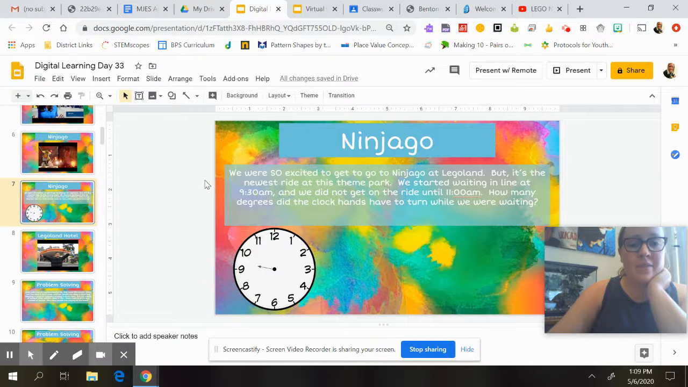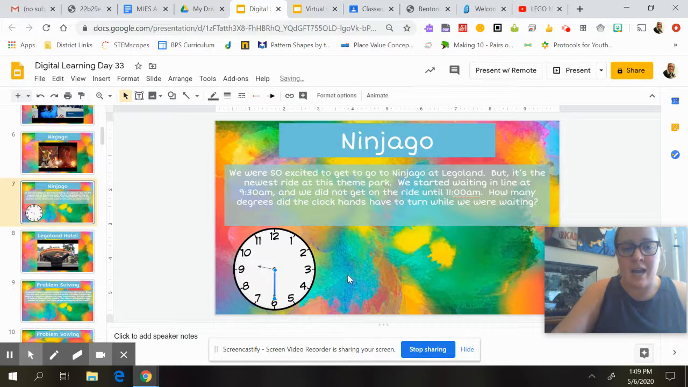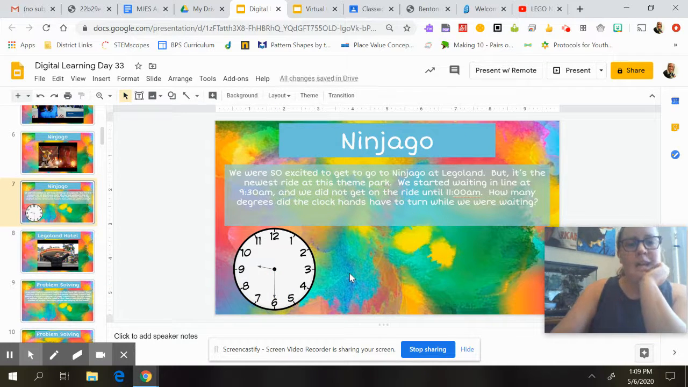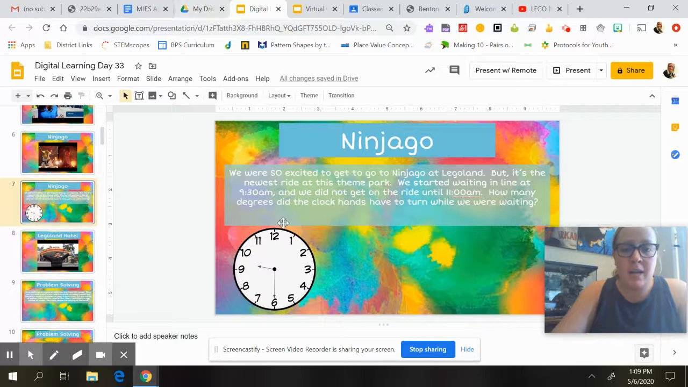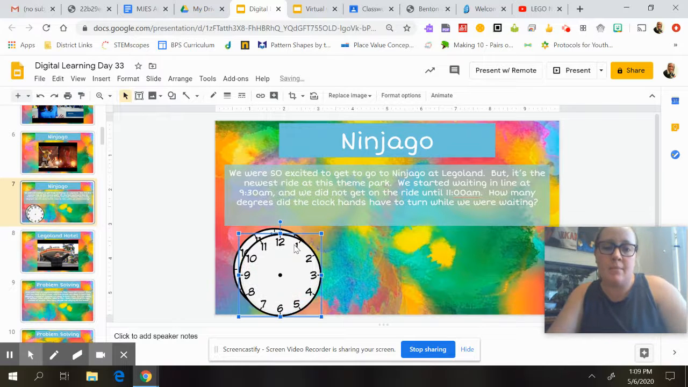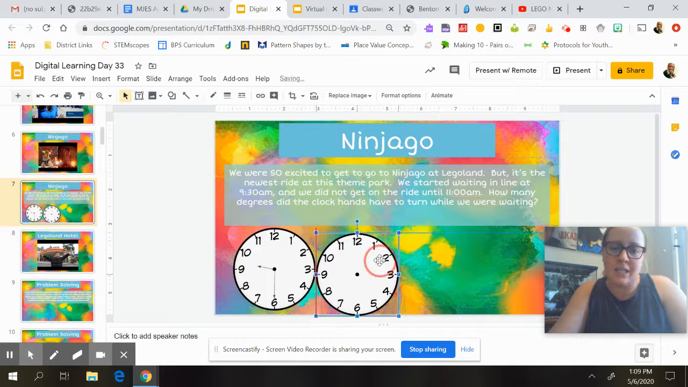So if I think about that and I do 30, then my long hand or my minute hand is going to have to be pointed down at the 6. So I'm going to add another arrow and I'm going to point it down at the 6. So this clock says 9:30. And then I know that I don't get on my ride until 11 o'clock. So I'm going to copy and paste this. I'm going to add another clock right here, or I'll put it over here. How about that?